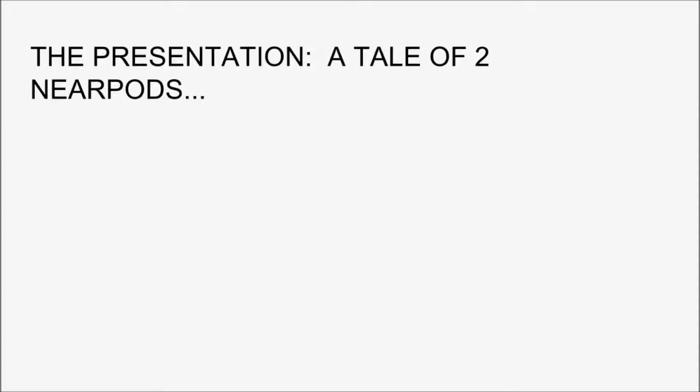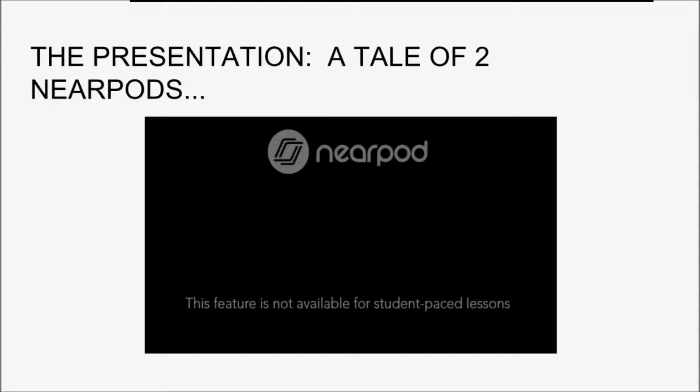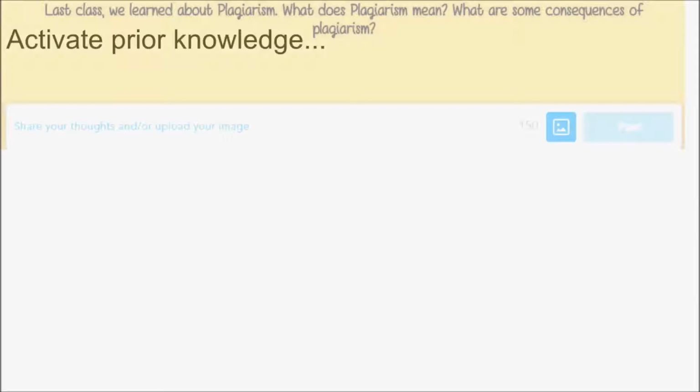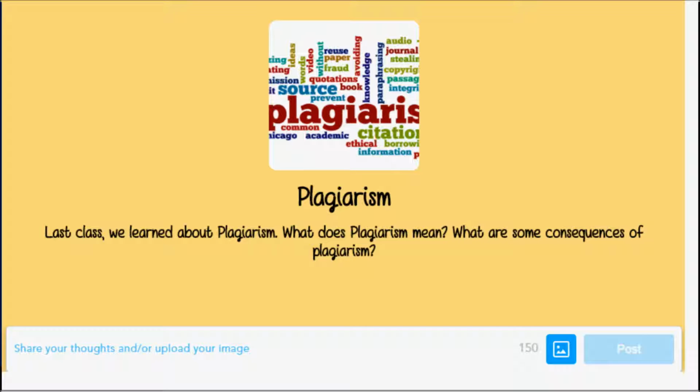The Web 2.0 tool that we'll be using is truly a tale of two Nearpods. Collaborate presentations cannot be part of a student-paced Nearpod, and they must be at least 2 slides long. Despite the limitations, this makes a good platform for review of prior knowledge and material, as well as a way to assess knowledge at the end of a lesson. So the first Nearpod containing Collaborate will be a teacher-paced Nearpod. It will also contain 3 slides. The first slide of the teacher-paced Nearpod will feature the Collaborate tool. Its purpose is to activate prior knowledge.